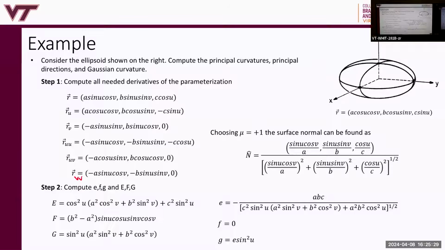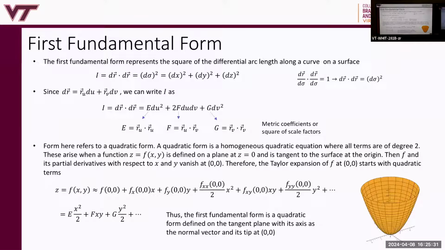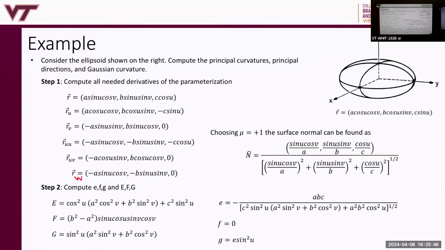Capital E is RU dotted with RU, right? Here are the formulas. So once you have the first derivatives, you take the dot products, you get capital E, F, and G. All right. Then, so that's here. You get these three. These are the dot products between RU and RV, and then RV.